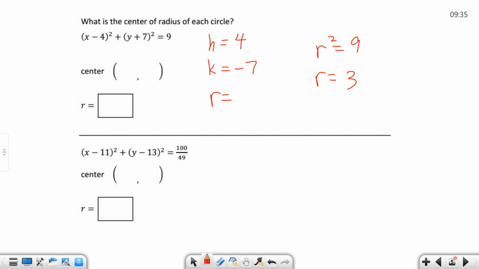So yes, it's true that it's plus or minus 3, but we're not going to get negative 3 because it's a distance. So the radius is 3, r is 3, and the center is (4, negative 7).